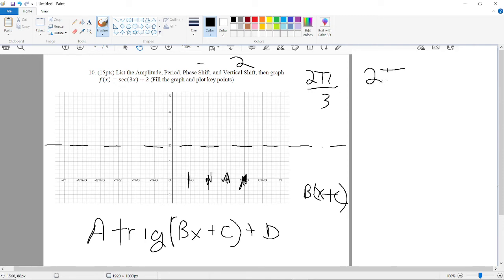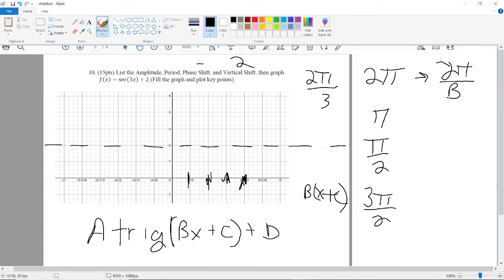You could also do this. If you know what the B is, usually cosine is 2 pi, pi over 2, and 3 pi over 2. If you just divide all those by B, you're going to get what the new 4 points are. 2 pi over B. Well, in this case, B is 3. 2 pi over 3. The midpoint is pi over 3. Pi over 2 over 3 is pi over 6. 3 pi over 2 over 3 is 3 pi over 6, which is pi over 2. So those are your 4 points. That's where things are happening.